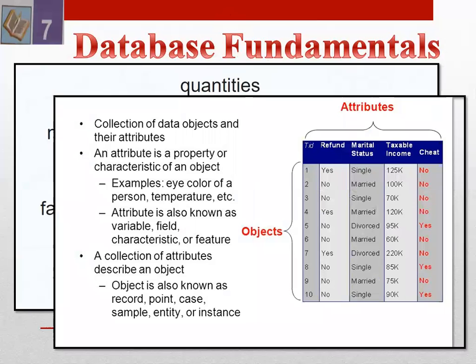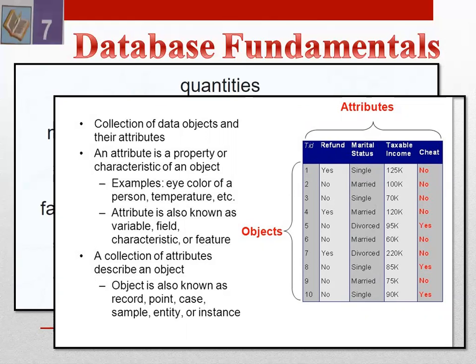Data is a collection of data objects and their attributes. An attribute is a property or characteristic of an object. Examples: eye color of a person, temperature. An attribute is also known as a variable, field, characteristic, or feature. And a collection of attributes describes an object. An object is also known as a record, point, case, sample, entity, or instance. So here you can view on your screen the attributes are defined. All these are attributes, and objects are in the form of records, points, and cases.